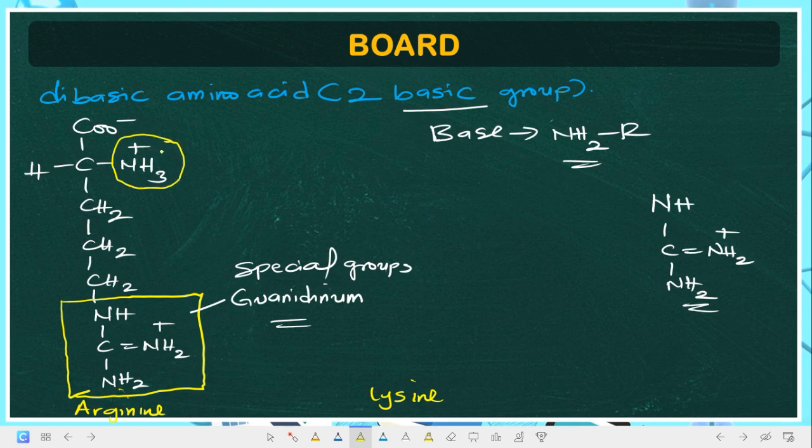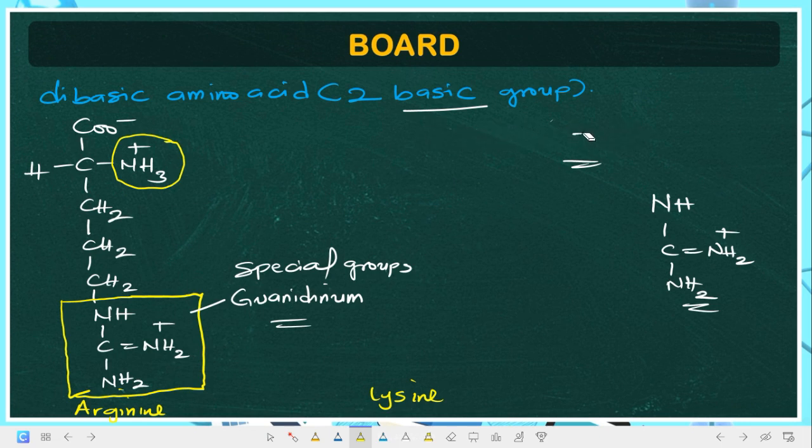Now, this NH3 plus is classified as one amine group. Are we getting it now? And this arginine or this guanidinone group is classified as another amine group. So you see that in this case, that amino acid has two amine groups. Hence, it is said to be dibasic amino acid. Is that clear?